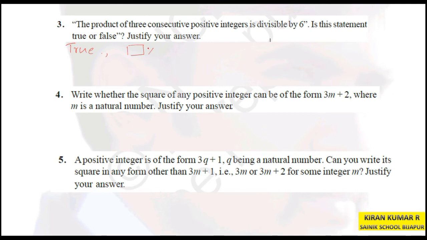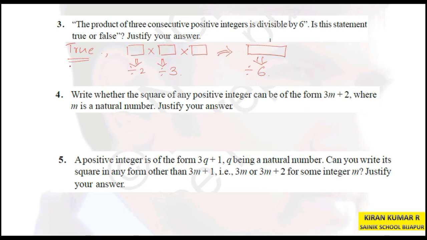If you multiply 3 consecutive integers, this number is divisible by 2, this number will be divisible by 3. So this product is divisible by 6. Therefore, this statement is true.